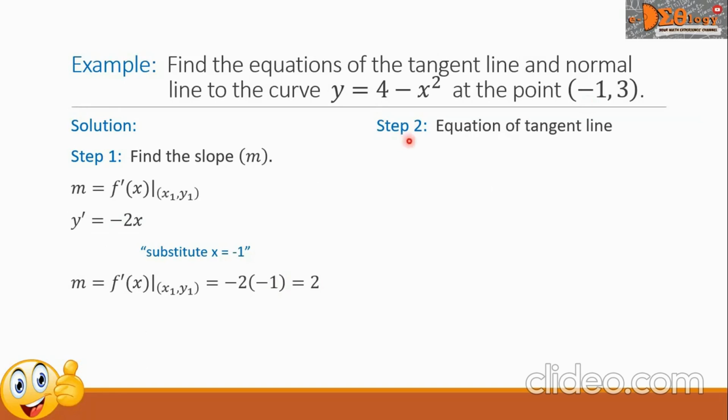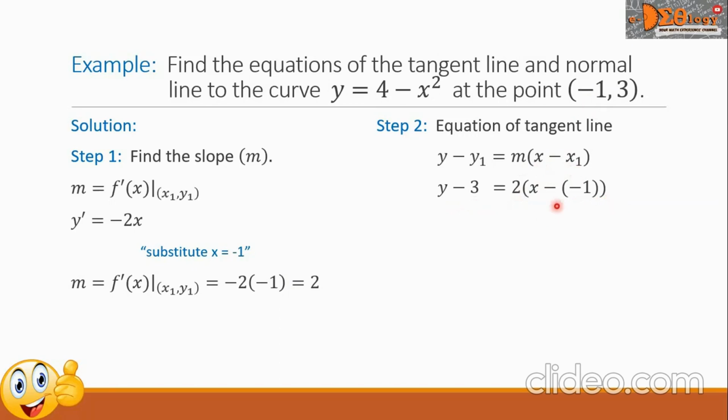So for step 2, let us now find the equation of tangent line. Our standard form is y minus y sub 1 equals m times the quantity x minus x sub 1. Substituting the corresponding values, we have now y minus 3 is equal to, the m here becomes 2, times the quantity x minus our x sub 1 is the negative 1.